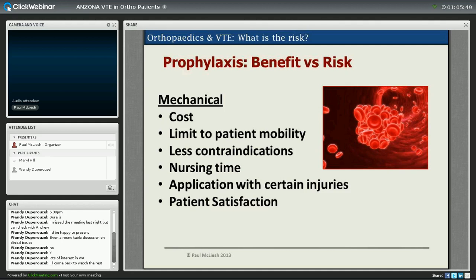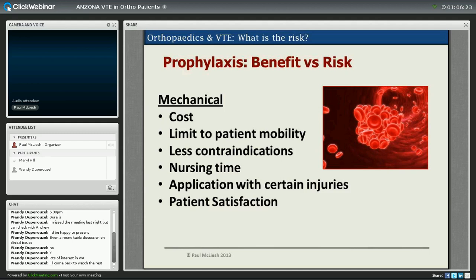But I guess the biggest benefit of mechanical prophylaxis is that if the patient is unable to have chemoprophylaxis because they're at risk of bleeding, then you can still use mechanical compression. So that gives you an option for, say, window periods. For example, if a patient comes in with a pelvic injury, for the first 2 days or so after that injury, they're not able to have chemoprophylaxis because they're actively bleeding into their pelvis.